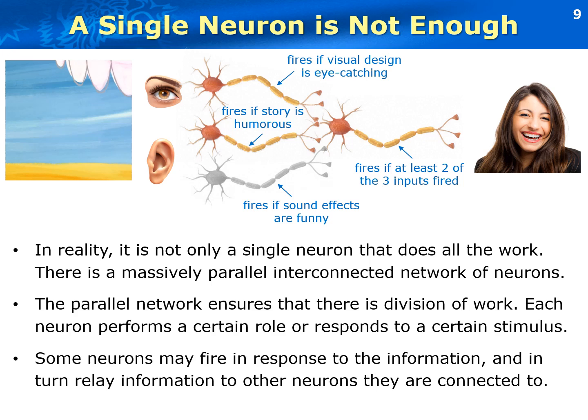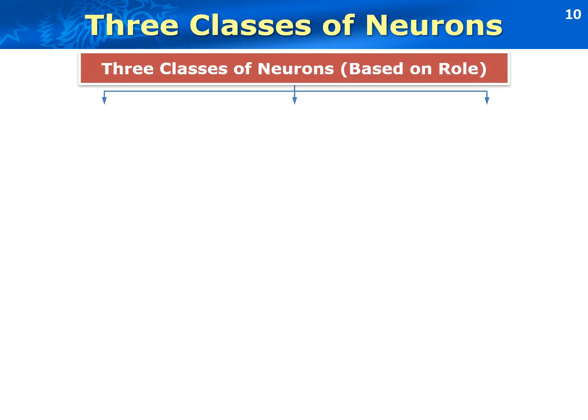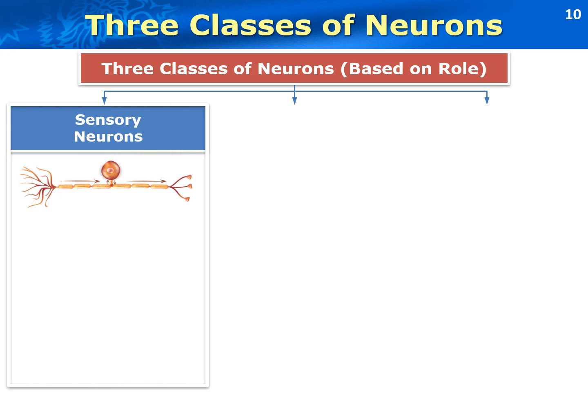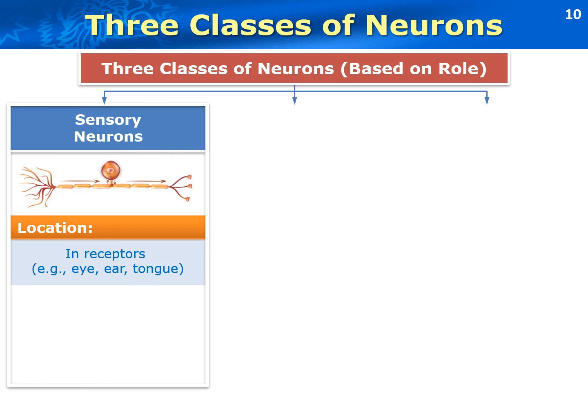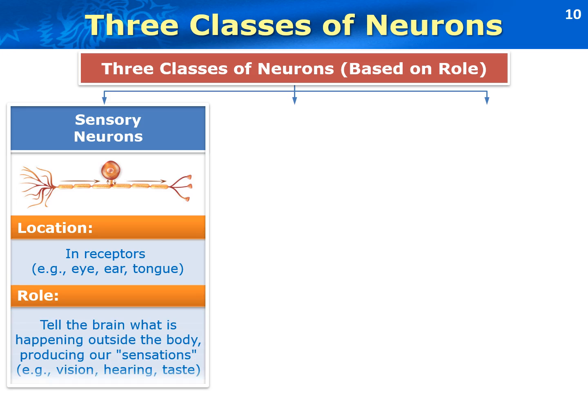Based on the role, neurons can be distinguished into 3 classes. They are sensory neurons, motor neurons, and relay neurons. Sensory neurons are often located in receptors, such as our eyes, ears, and tongue. The role of sensory neurons is to tell the brain what is happening outside the body, which produces our sensations, such as vision, hearing, and taste.